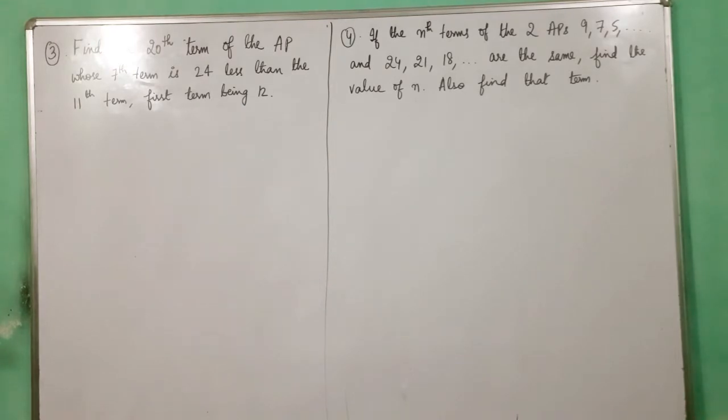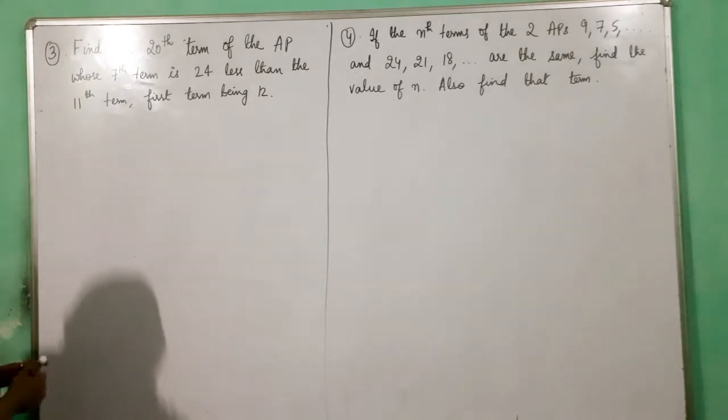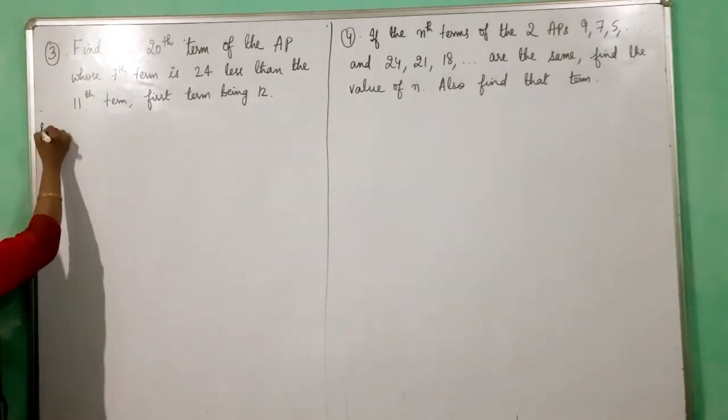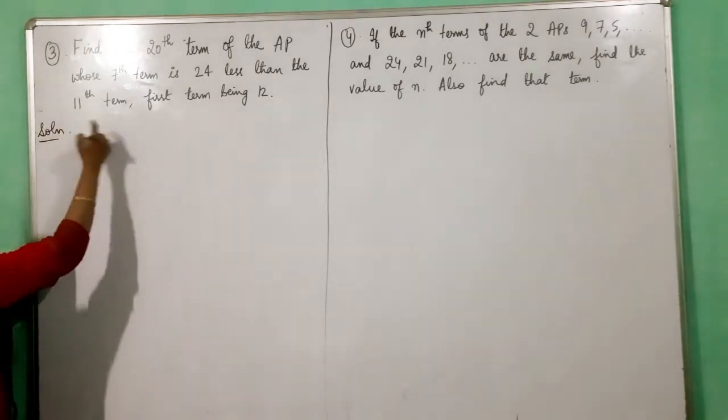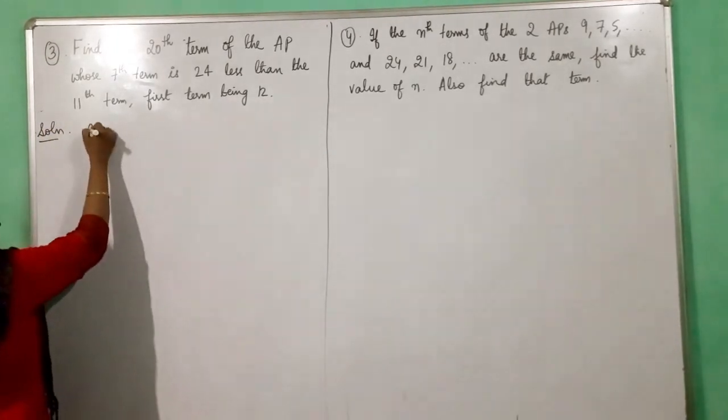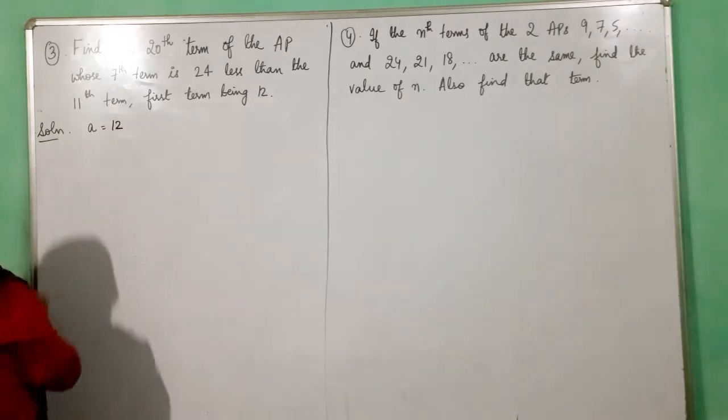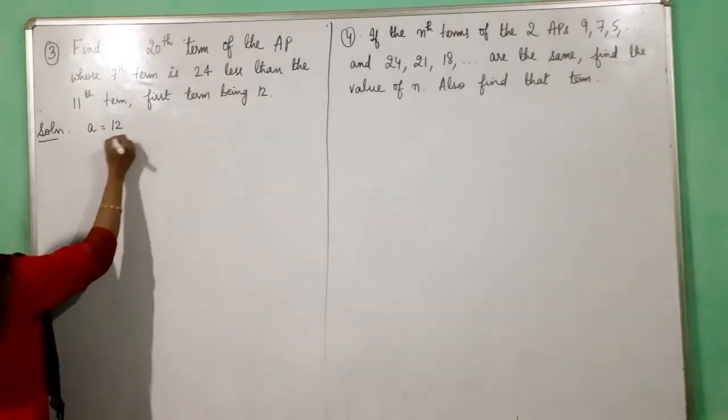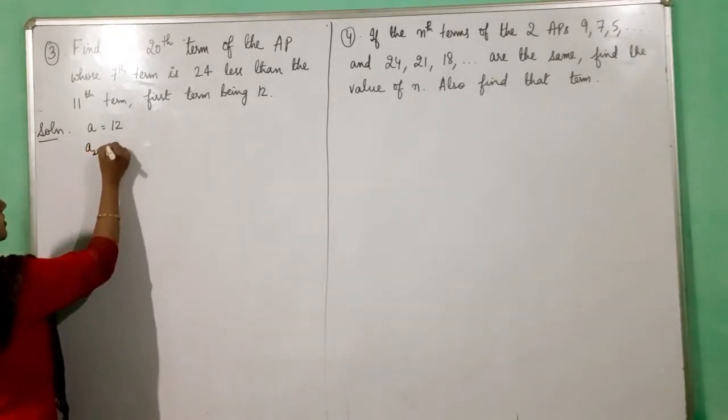So our next question is, find the 20th term of the AP whose 7th term is 24 less than the 11th term, first term being 12. Okay. So first let us write down what is given to us. First term being 12. So A is 12. Find the 20th term. So we have to find A20.